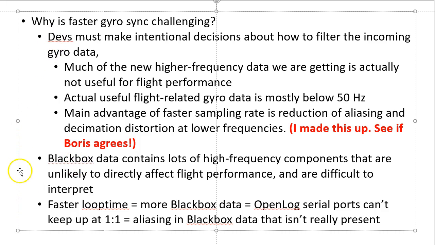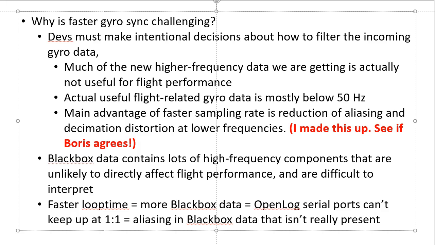Another challenge of faster gyro sync is that Blackbox data will contain lots of high-frequency components that were getting just dropped out by the Nyquist limit before. These high-frequency components do not really directly affect flight performance, and they make the Blackbox logs difficult to interpret. I think if we keep going to higher gyro sync rates, we are going to need low-pass filters in the Blackbox viewer if the gyro data isn't ultimately low-pass filtered in the flight controller first, because you just get these huge wiggly-jiggly lines, and it's really hard to see what the PIDs are really doing down at the frequencies that you really care about where flight is directly affected.